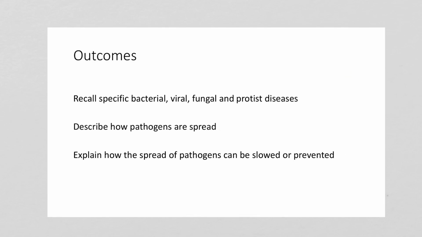Going back to our outcomes, we have our specific bacterial, viral, fungal, and protist diseases. See if you can name all 7 of them without looking at your notes and saying which one is bacterial, viral, fungal, and protist. Describe the 3 different ways that pathogens are spread, and then the 4 sort of big ideas on how we can limit or even stop the spread of those pathogens.